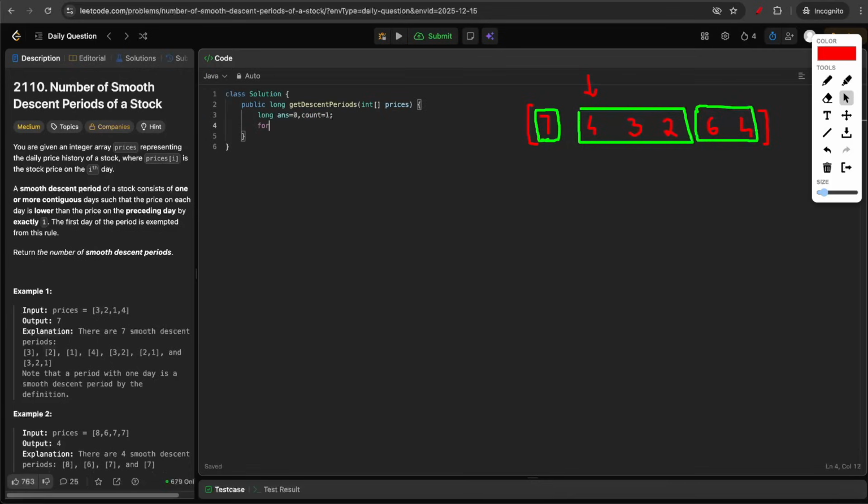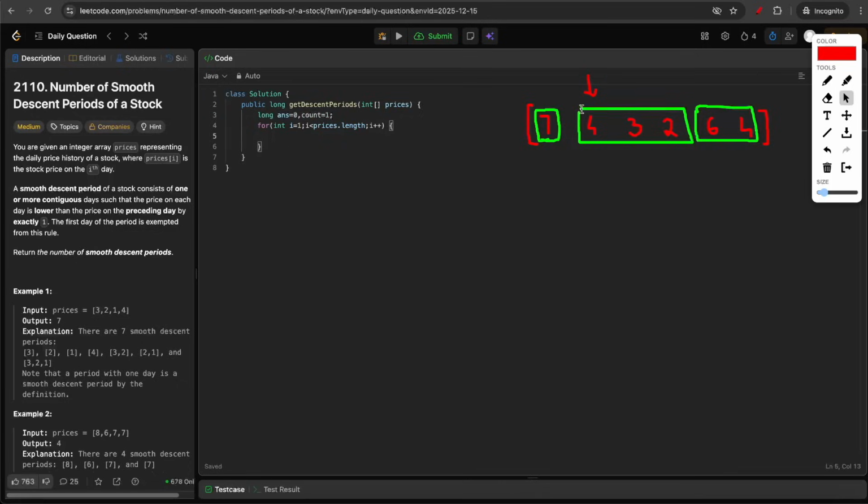So now we'll start the iteration with I equal to 1. So far we have iterated on I equal to 0 and we have counted the 7. So that's why the count value is 1. And next we are starting from I equal to 1.